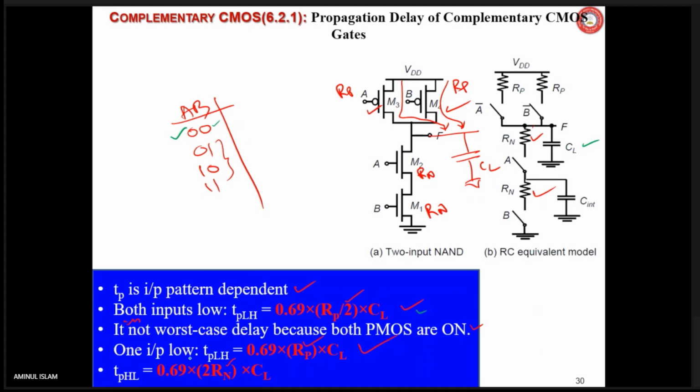With one input low, TPLH will be Rp into CL into 0.69. And TPHL, high to low, when CL is discharging, is 0.69 into 2 Rn into CL, because the resistances of the MOSFETs are in series. Is there any doubt in this? Why should it be like this? No, sir. Okay, then I should go ahead.